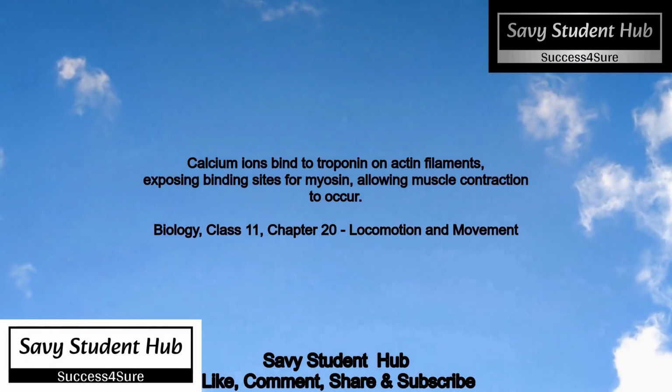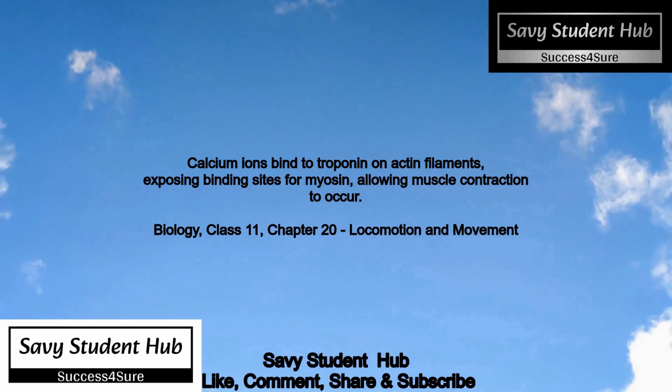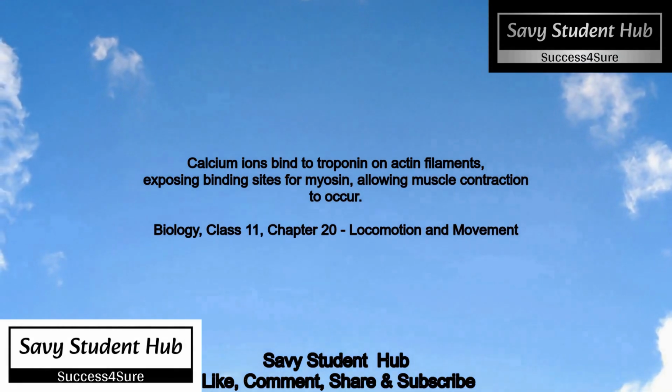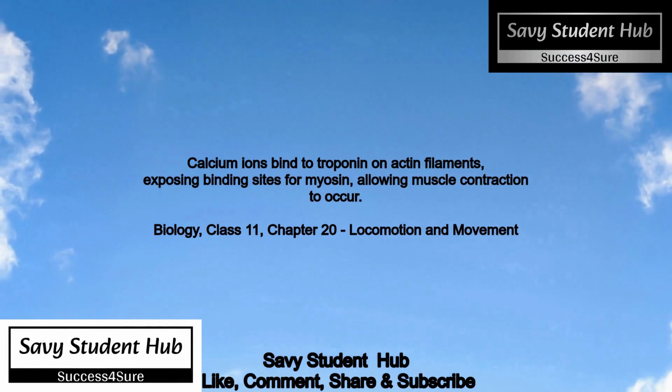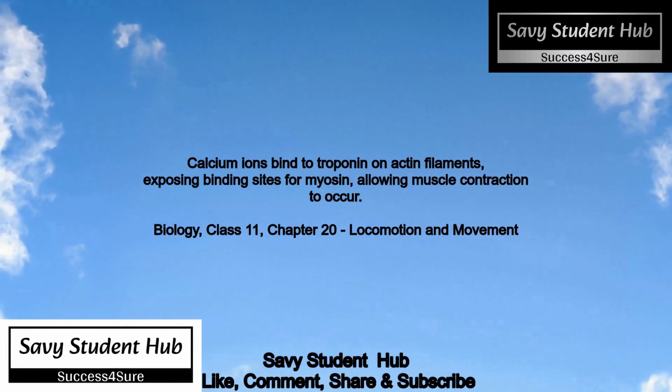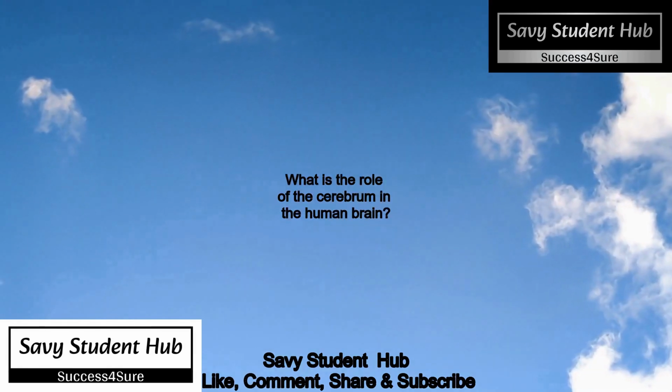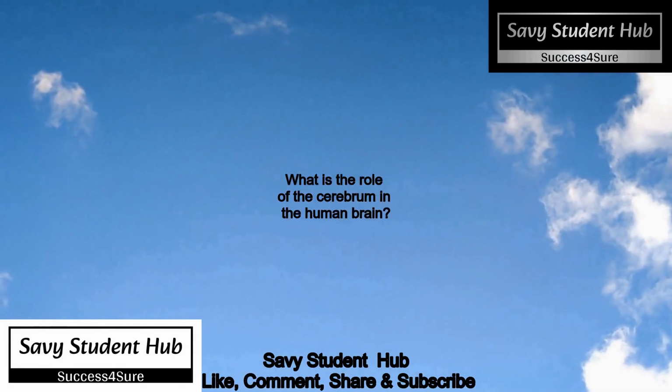Calcium ions bind to troponin on actin filaments, exposing binding sites for myosin, allowing muscle contraction to occur. What is the role of the cerebrum in the human brain?